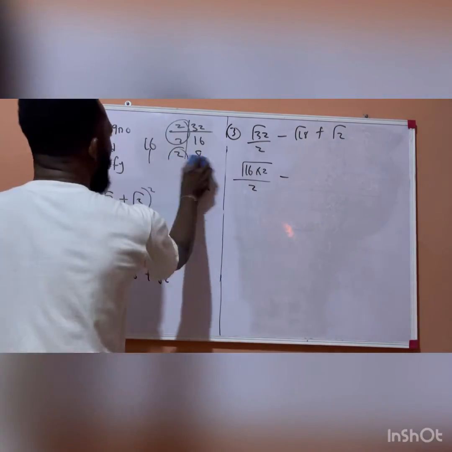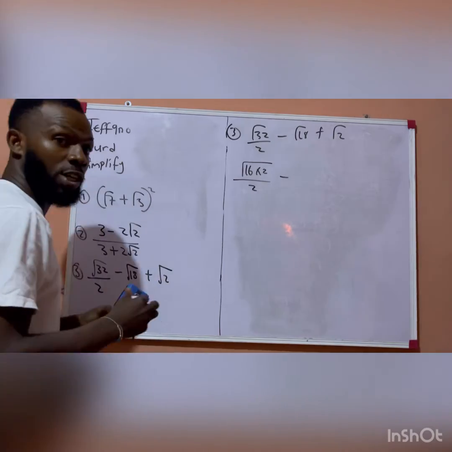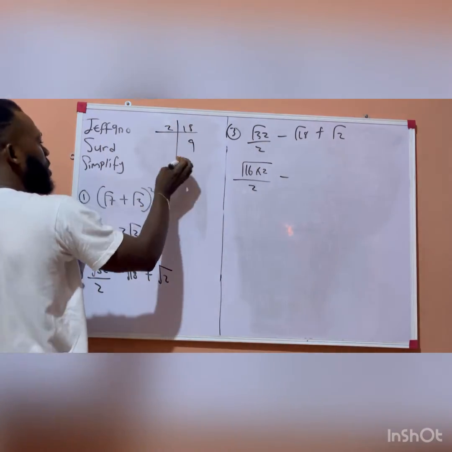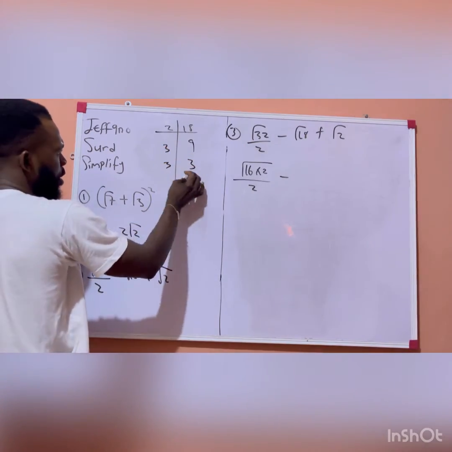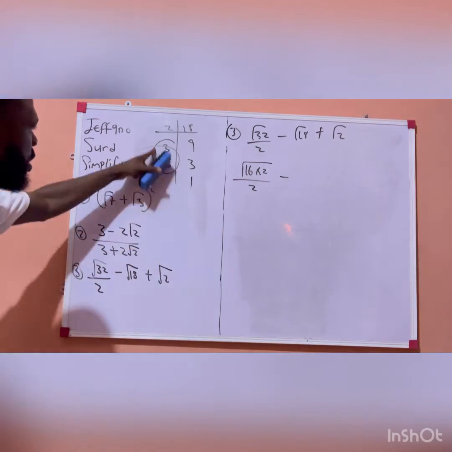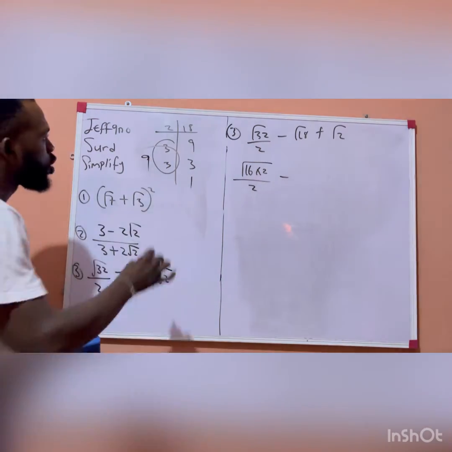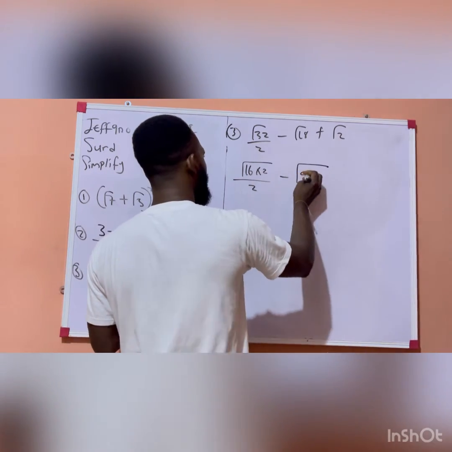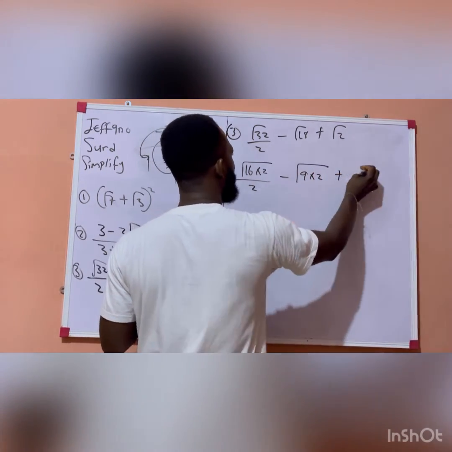Also, we are going to solve for the LCM of 18. Now, 2 into 18 gives us 9. 3 into 9, 3. 3 into 3, 1. The two numbers that are the same are 3 and 3. Now, 3 times 3 gives us 9. So, the two numbers I'm using are 9 times 2. So, here becomes root 9 times 2 plus root 2.